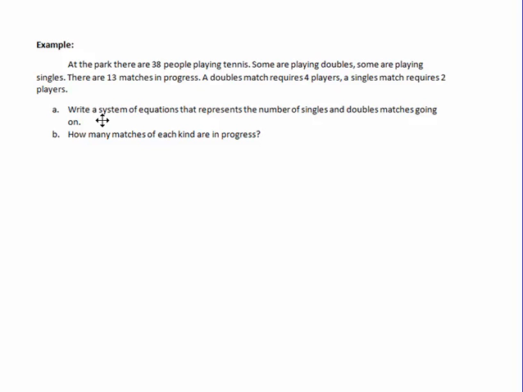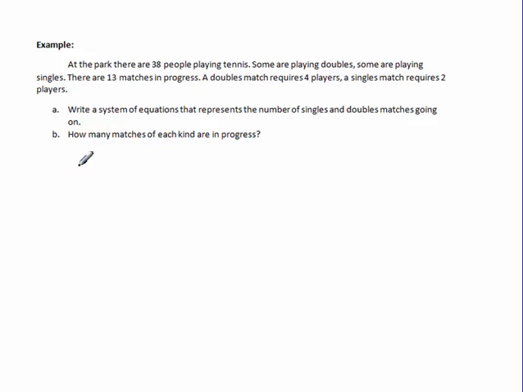So the first example says at the park there are 38 people playing tennis. Some people are playing doubles, some are playing singles. There are 13 matches in progress. A doubles match requires 4 players, a singles match requires 2 players. So part A, write a system of equations that represents the number of singles and doubles matches going on.